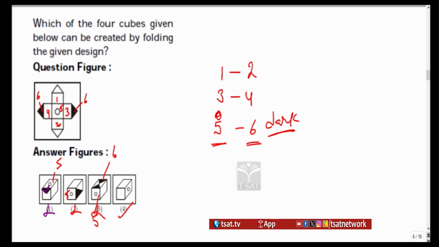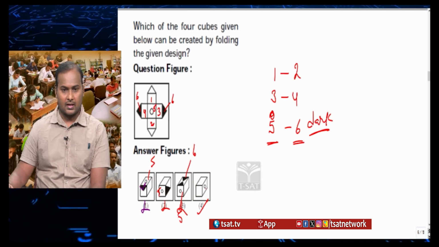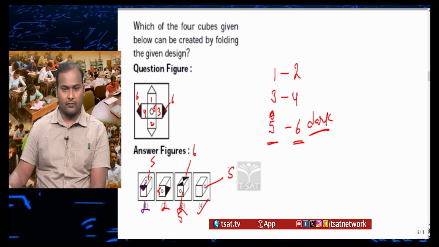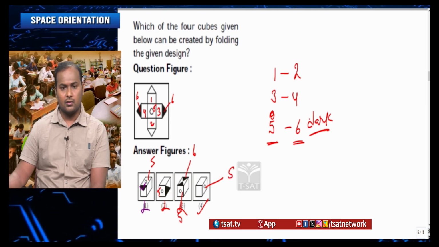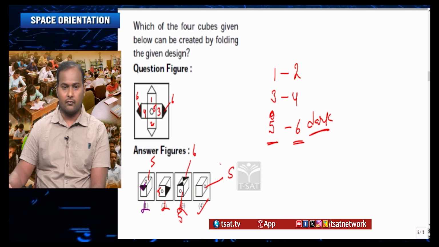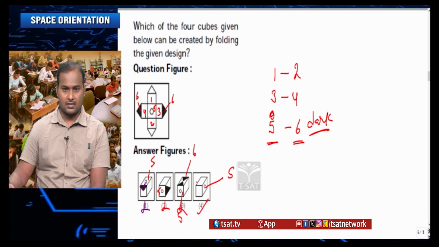The answer is 4. How? The circle is visible. What is the circle here? 5. So this will become 5. What is the opposite of 5? 6, which is dark in color. In this case, the dark color is not visible because it is on the other side.